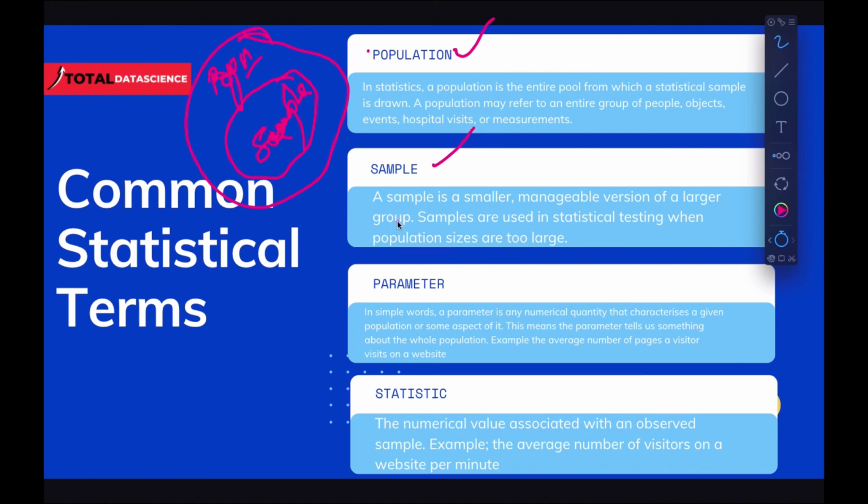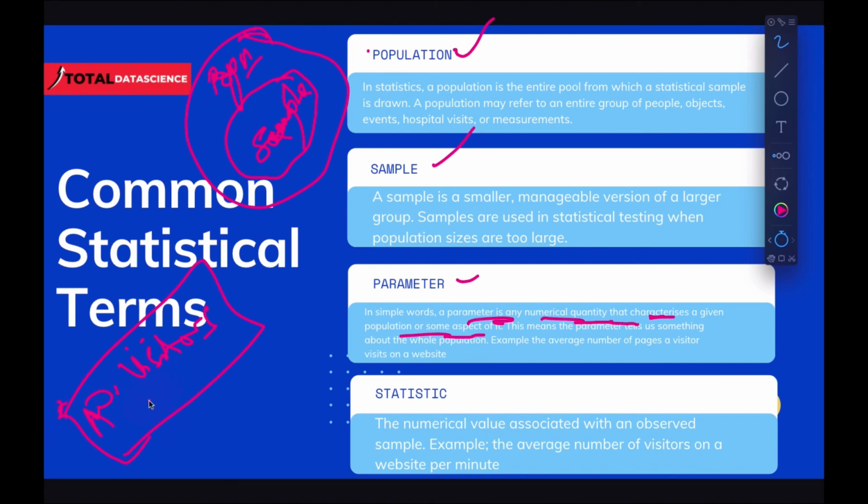Okay, now let's talk about parameter. A parameter is nothing but a numerical quantity or characteristic that we give to the population, right? So for instance, if you give a condition that I want to measure the number of visitors that come to my website, right? That's what you are interested in. This becomes your parameter.